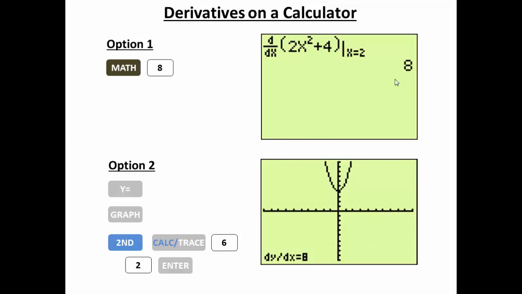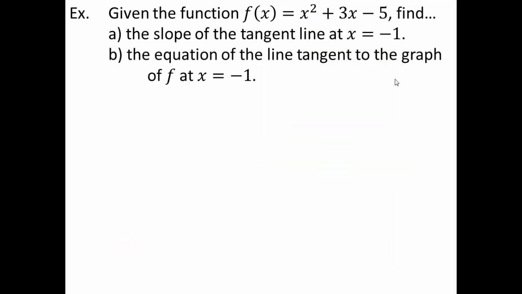Now, it's really personal preference whether you want to use the math menu or the graphing menu to figure out the slope at a given point. I often use this one if it's a one-off question versus I use the graphing feature if I know I'm going to have to answer several different questions about the same graph. But again, personal preference.